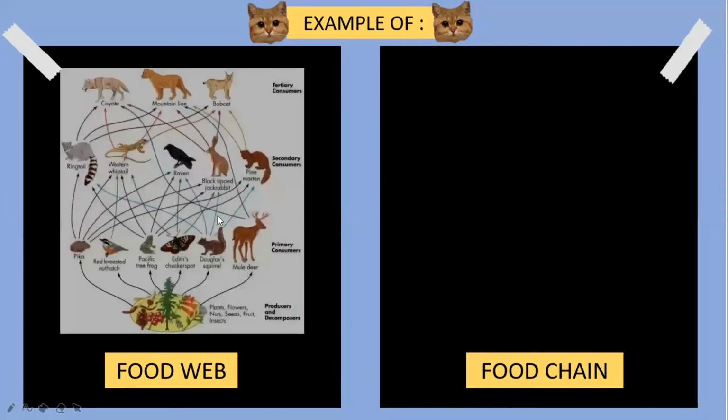So this is an example of a food web. In this food web, we can clearly see the first trophic level, the second, third, and fourth. But it will be different if we look at a particular food chain.